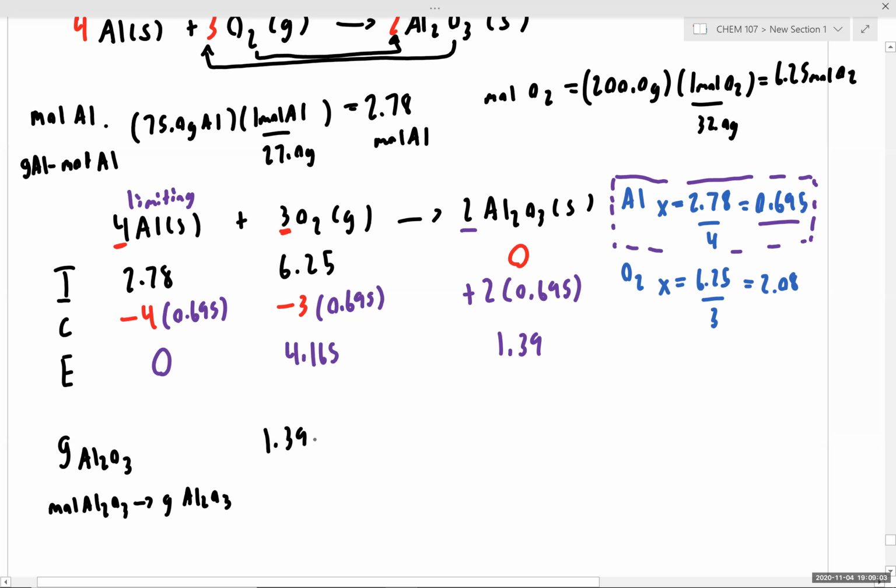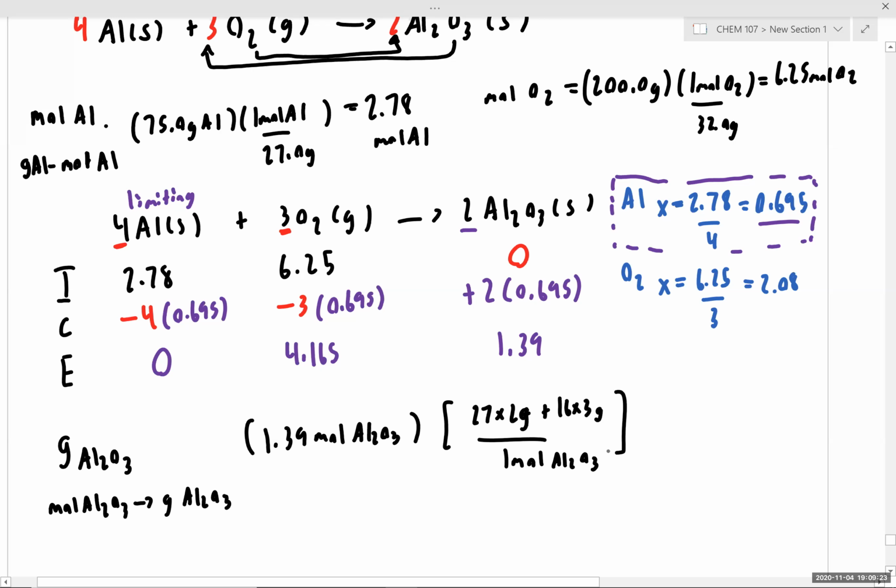So we're going to go from the moles of aluminum oxide to the grams of aluminum oxide. If we have 1.39 moles of aluminum oxide, we know that our molar mass is 27 times 2 grams plus 16 times 3. So this is the molar mass in 1 mole of aluminum oxide. If we punch 27 times 2 plus 16 times 3 times 1.39 into our calculator, that gives us a theoretical yield of 141.78 grams, which we round to 142 grams.